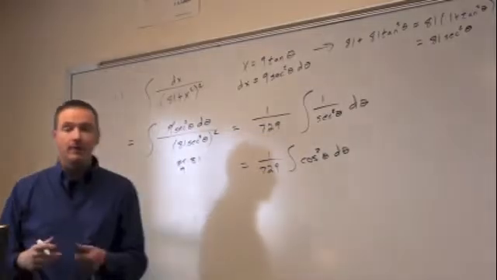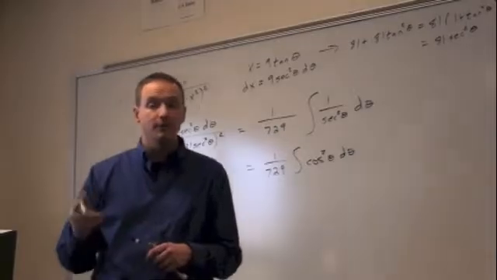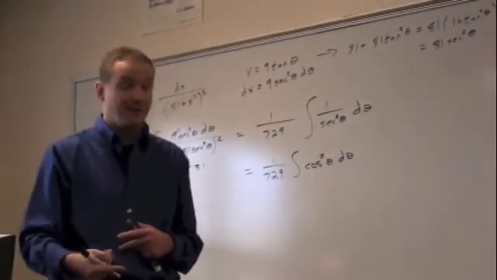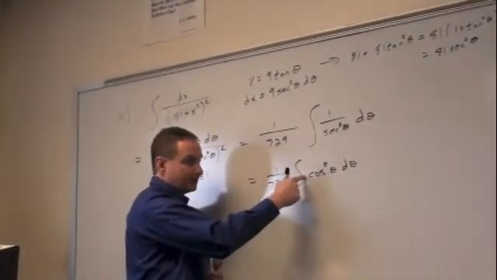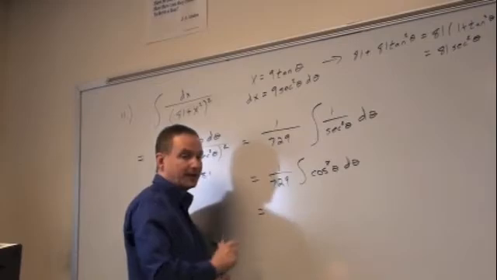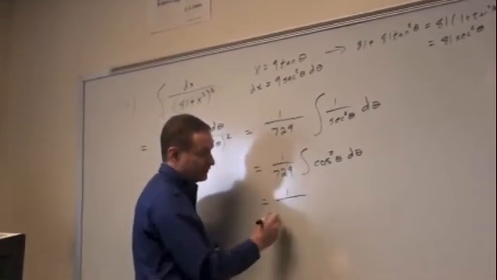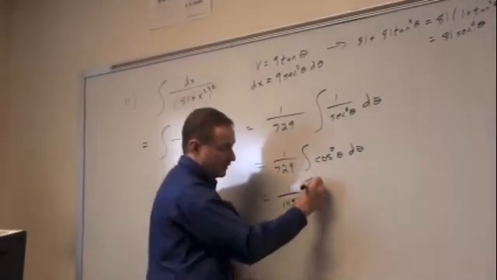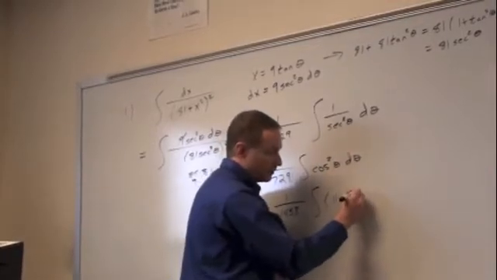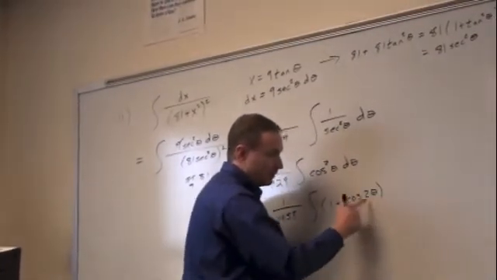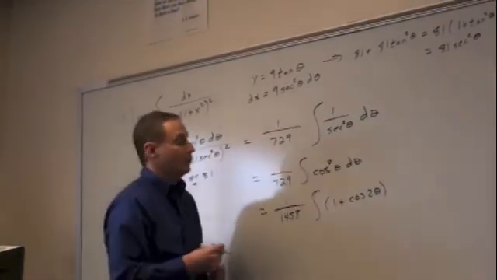If you don't have it memorized, you could use the formula that I do put on the sheet. The power reduction formula for the cosine function is 1/2 times 1 plus the cosine of twice the angle. So that 1/2, I can bring out front, and it's going to multiply this 1 over 729. That will give me 1 over 1458 times the integral of 1 plus the cosine of twice the angle. Be careful and don't write that as cosine squared theta. Now it's cosine of 2 theta with respect to theta.